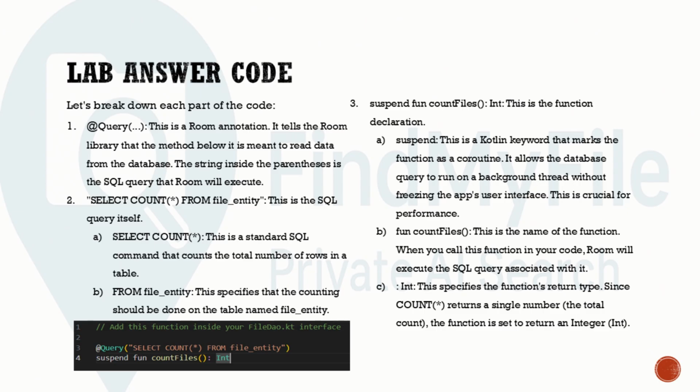This code defines a function within a data access object, or DAO, interface in the Android Room database. Its purpose is to count the total number of records in the file entity table.